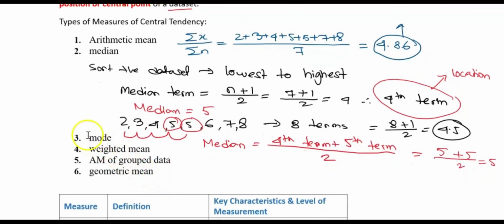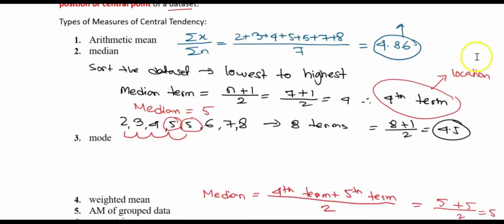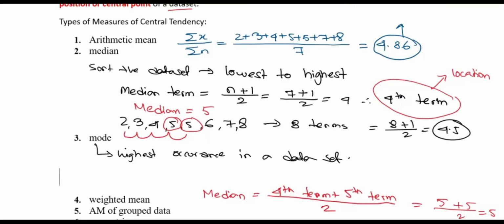Next we've got the mode. What is the mode? Mode is the highest occurrence in a data set. Now if we go back to our original data, this was our original data. Here, which data value appeared the most? Not 2, not 3, not 4, but 5, right? 5 occurred 2 times.